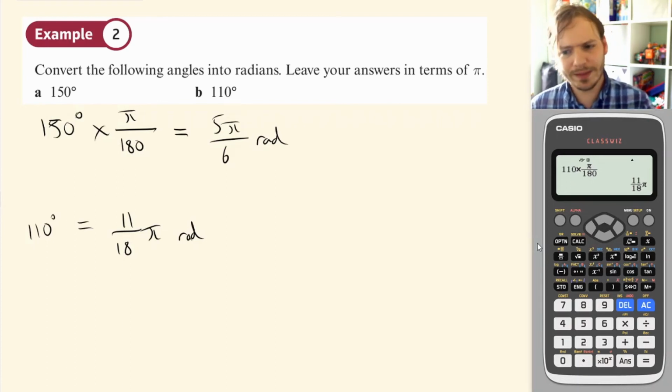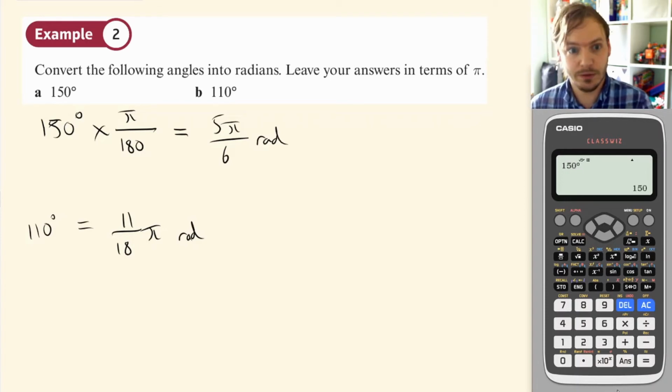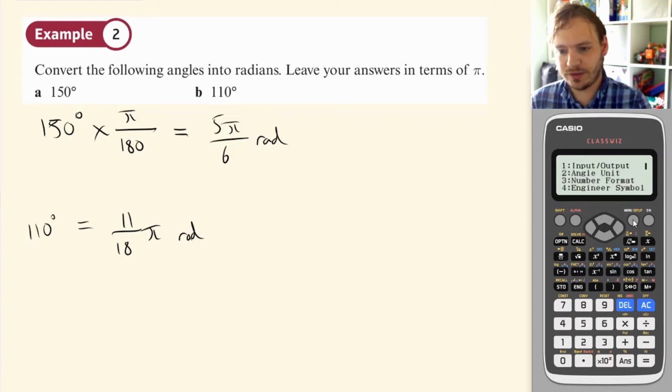If I want to do that in the calculator though, it's a little awkward, because if I type in 150 options angle units degrees, the calculator says, well, yes, I know 150 degrees is 150 degrees. Its target unit is degrees, so it's not going to do anything useful for you. So we have to ask the whole calculator to give us answers in a different angle unit. And you do that by hitting Shift and then Menu Setup.